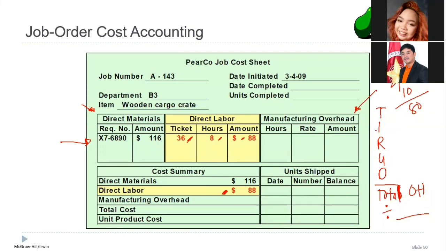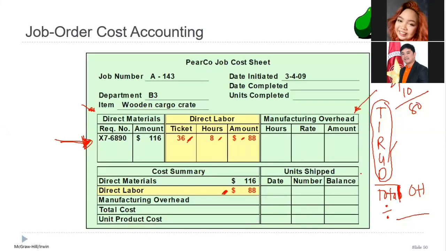So we will go there later, after the midterm. Okay? So I hope I was able to answer the question earlier. Is the MRF used for indirect materials? The answer is yes, but it will not be part of the direct materials reported in the job cost sheet. It is included in the total overhead that we allocate to our jobs if we use an actual costing system. Okay? So where are we now?